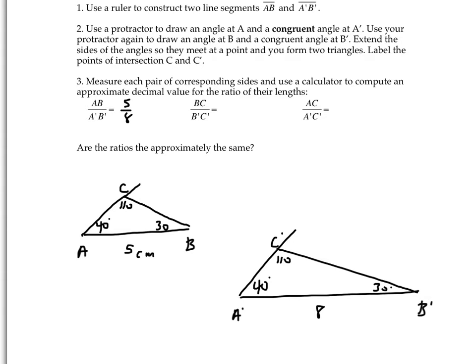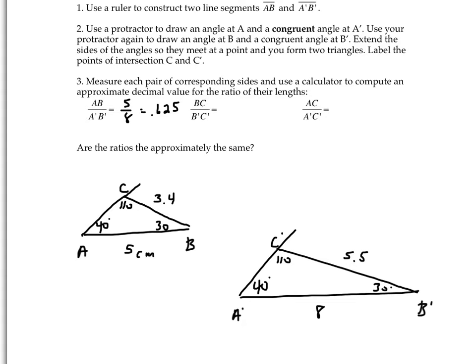And we're going to compare these ratios as decimals. So I'm going to take a calculator. Finally, we get to use calculators. And 5 divided by 8 as a decimal is 0.625. Okay, next we're going to take a look at BC and B prime C prime. BC in my picture was 3.4 centimeters and B prime C prime was 5.5.